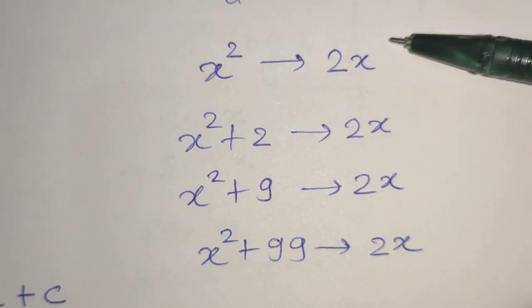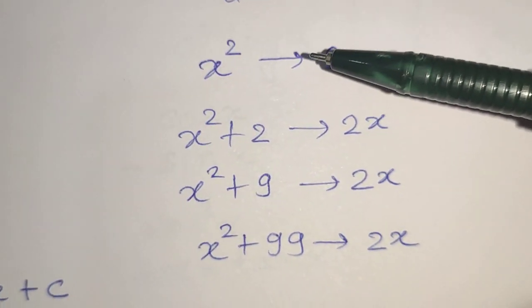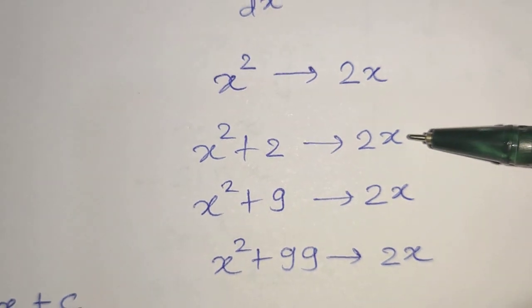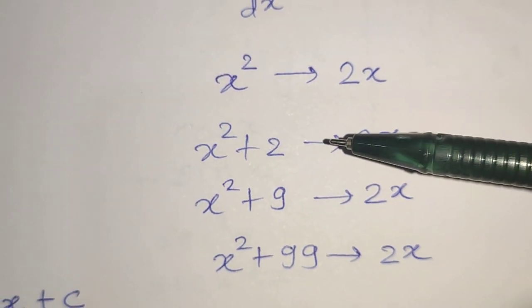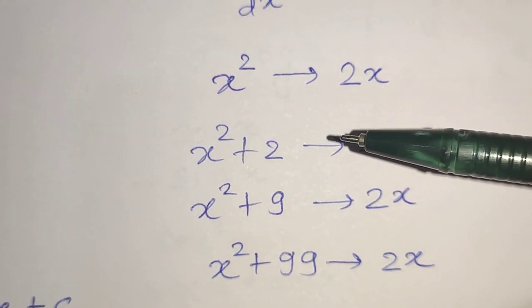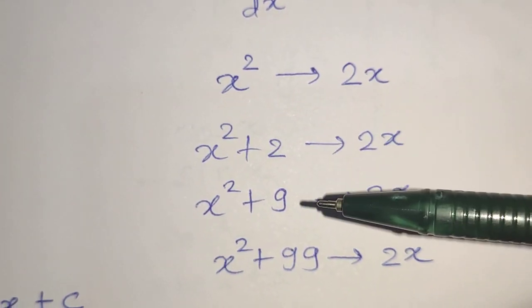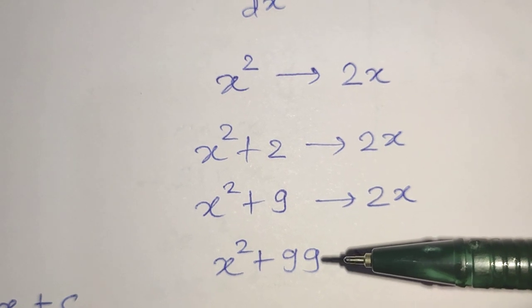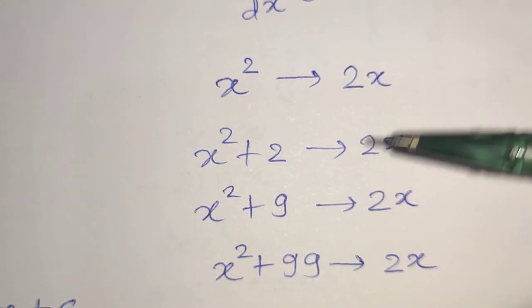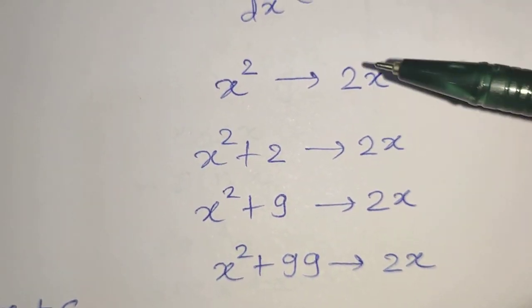So while we integrate this 2x, what we get is x square, okay? But the function could also have been x square plus 2. So it is a little bit confusing. The integration of 2x will be x square only. Why is it plus 2, plus 9, plus 99? We don't know which function it is. If you are integrating 2x, you are getting x square only.